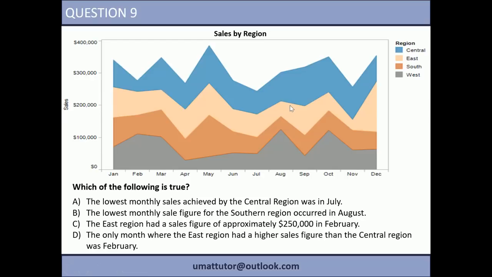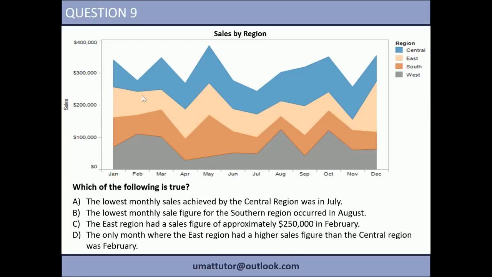Option C, the East region had a sales figure of approximately 250,000 in February. Again, the only reason that would be correct is if you read off the graph incorrectly, as I mentioned before, by just reading off the left-hand side. So you can see February East group, which is the yellow group, that does look about 250. But as you know from before, that's not the correct way to interpret this.